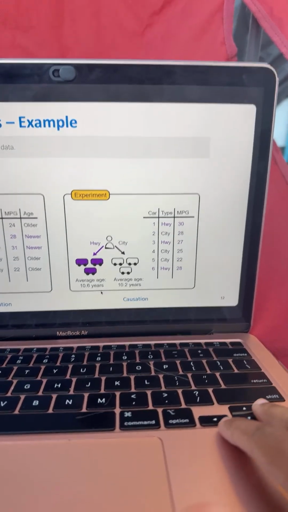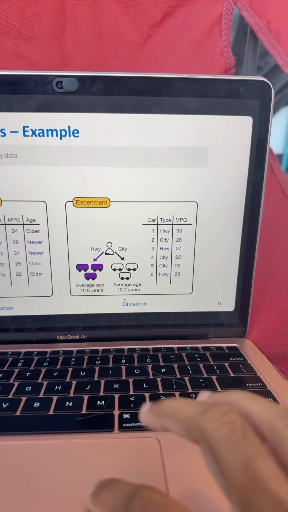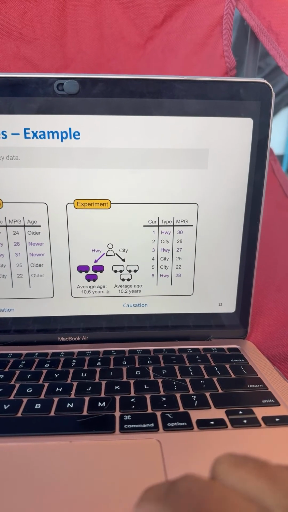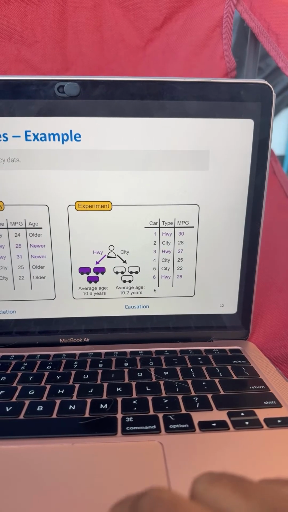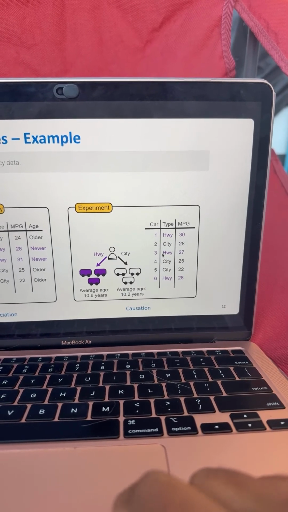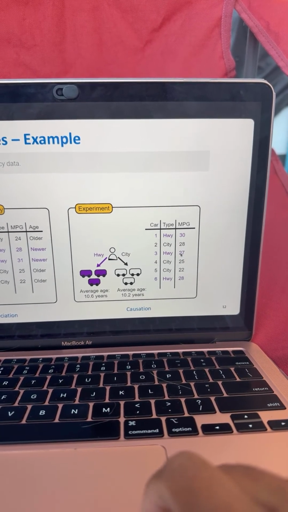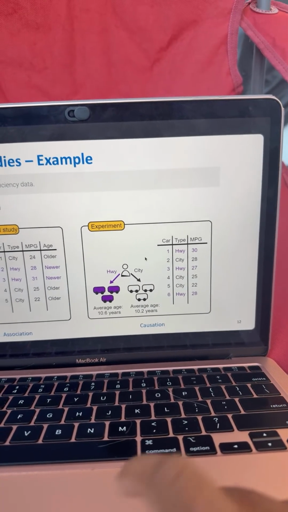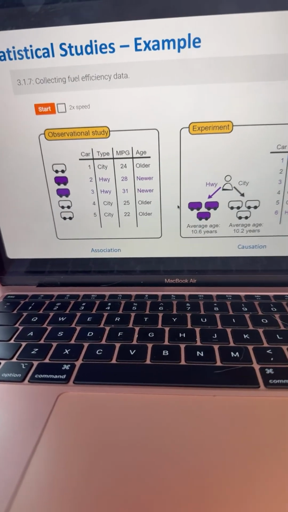So the experiment is causation. So the average age is 10.6 years on the highway, and the city is 10.2 years. Causation, so you'd see on the highways the numbers are higher for miles per gallon. So if you take the highway, the miles per gallon are higher. And then yeah, that's the experiment.